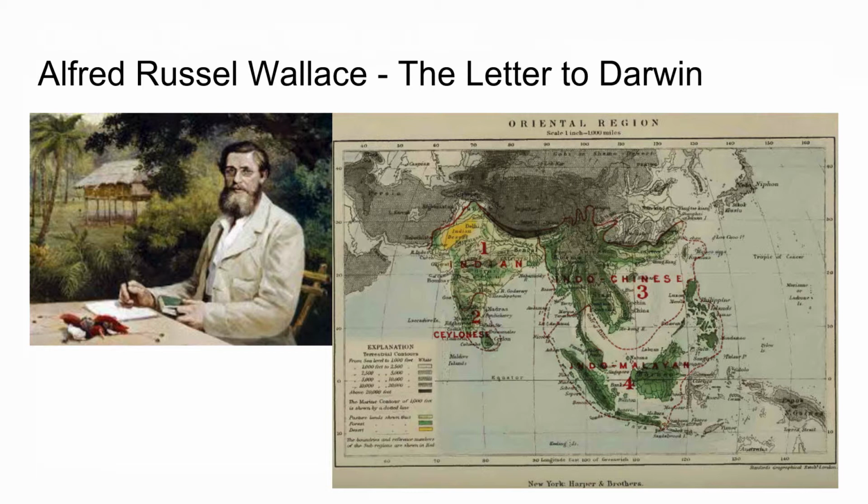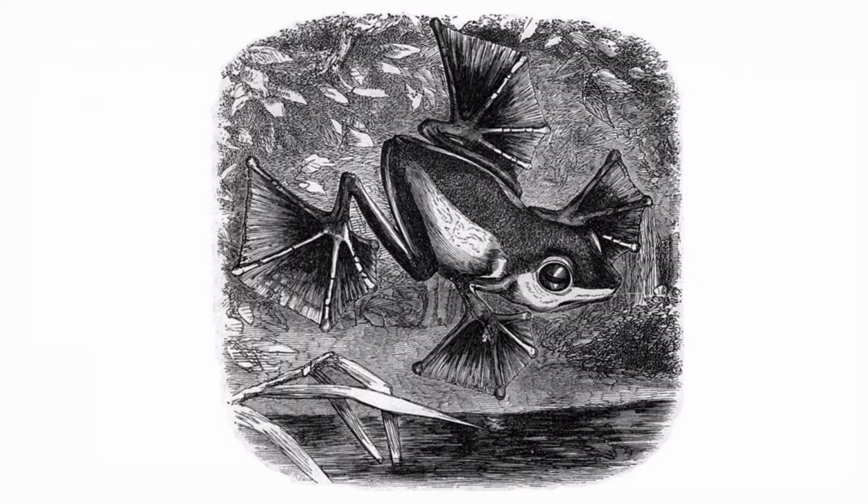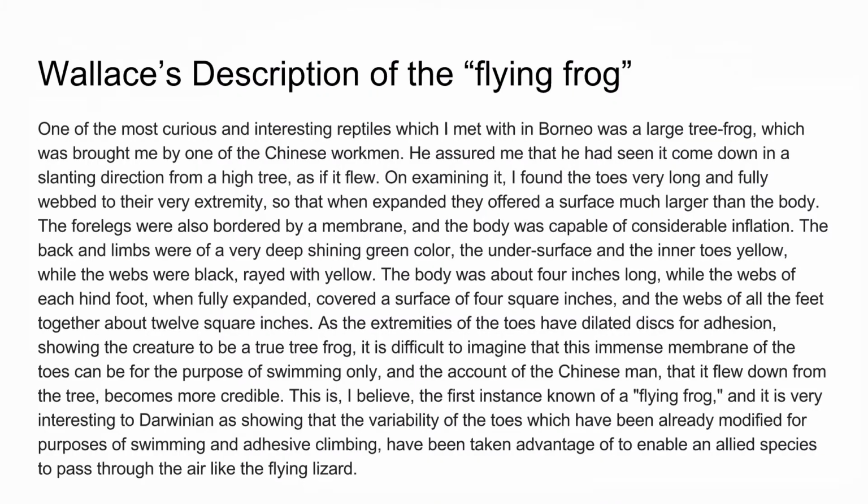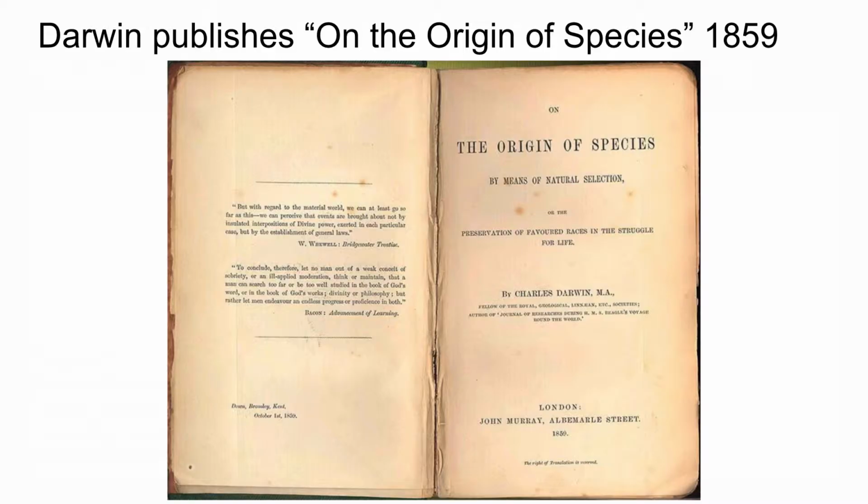And in 1858-59, Alfred Russel, let me go back here. He discovers lots of things. This is an illustration that he actually did in a brief description of the flying frog. I thought you guys might find this interesting. But finally, after 24 years, Darwin publishes The Origin of Species in 1859.